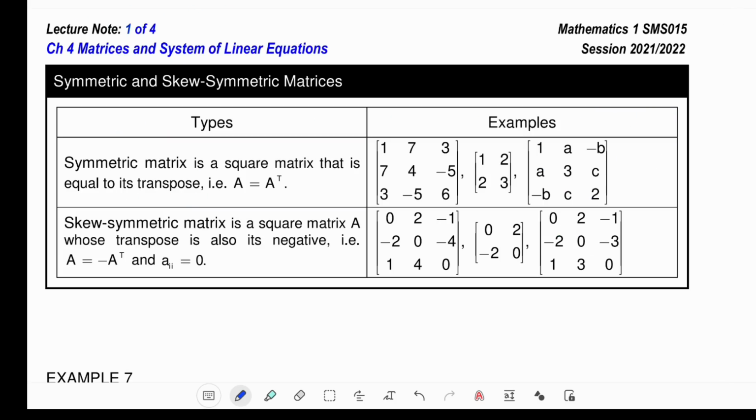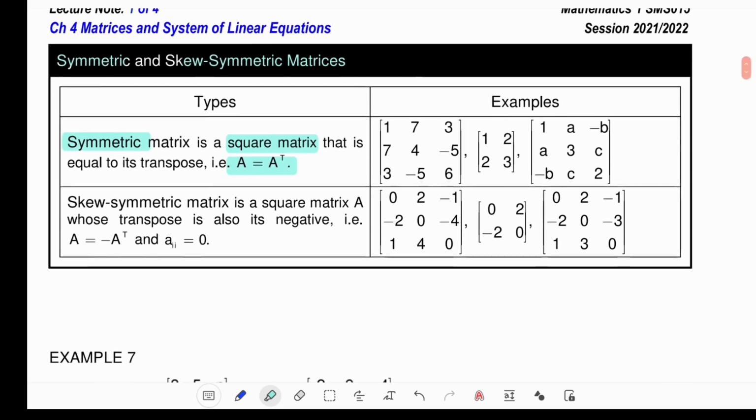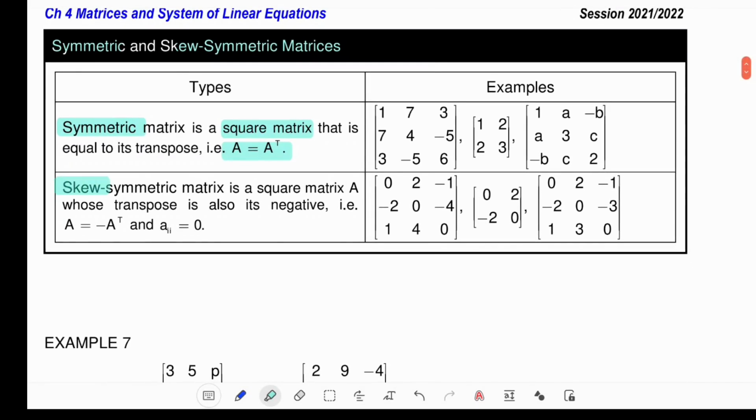Okay, let's move to the last part of the first subtopic, which is the symmetric and skew symmetric matrices. So what does it mean by a symmetric matrix? Basically it's a square matrix that satisfies this condition: the transpose of a matrix is equal to its original matrix. This is an example of a symmetric matrix. Next we have the skew symmetric matrix. The skew symmetric matrix will satisfy this condition: the matrix A is equal to negative A transpose.